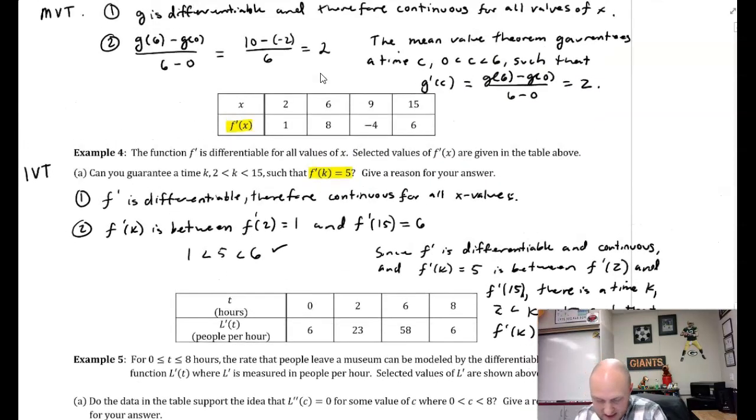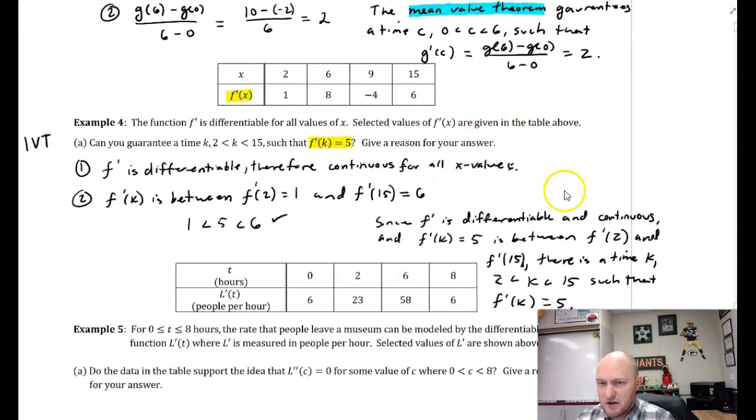Notice that I did use the title, the mean value theorem, in example number 3, and I did not use that here for the intermediate value theorem in example 4. Do I have to use mean value theorem, intermediate value theorem? No. Can I use intermediate value theorem, mean value theorem? Yes, you can. Now, if you get the title of the theorem wrong that you're using, you lose that point.